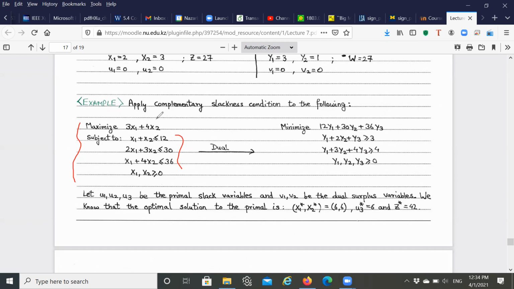Now, we have actually solved this problem before. If you look in your previous lecture, we have solved this problem and found that the optimal solution to this primal is at 6, 6. That means x1 is equal to 6, x2 is equal to 6. And over here, you see that our u3, the slack variable for the third constraint, is also equal to 6, okay? It's not 0. So this is also a basic variable, all right? And this would give us our optimal value of z equal to 42. Okay, look back to our previous lectures and you see that we have solved this and got the solution.